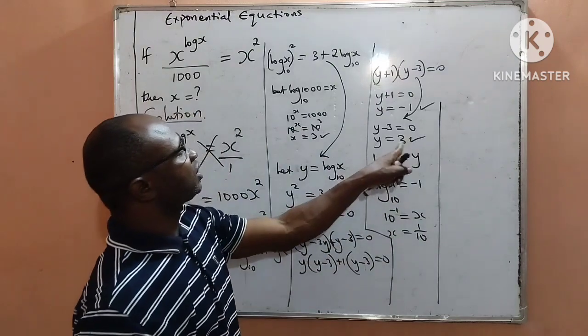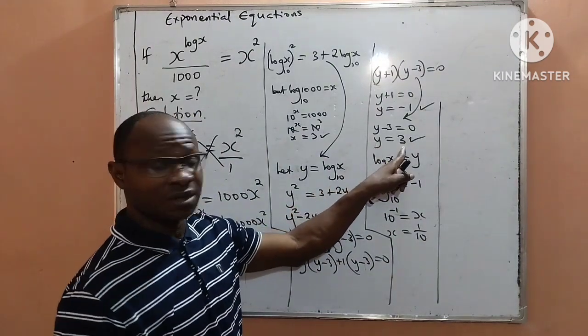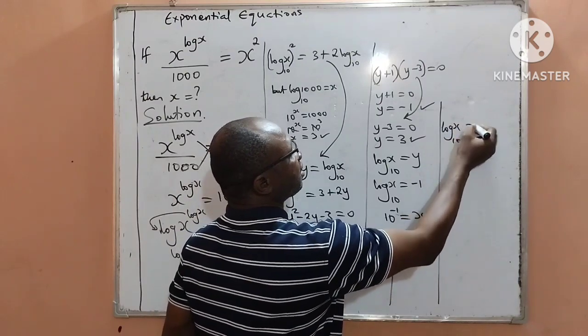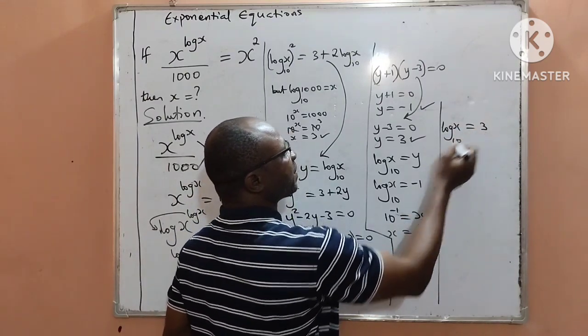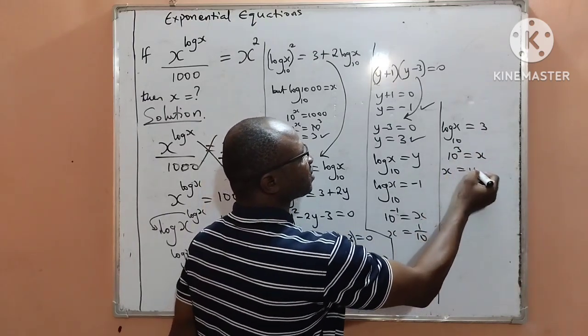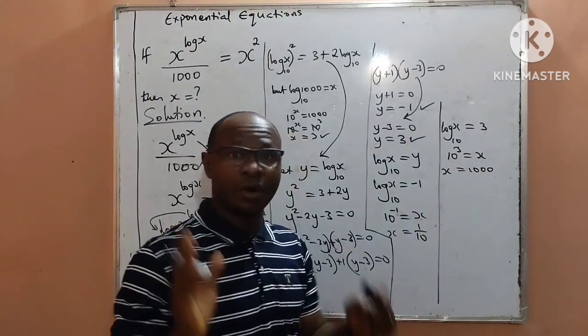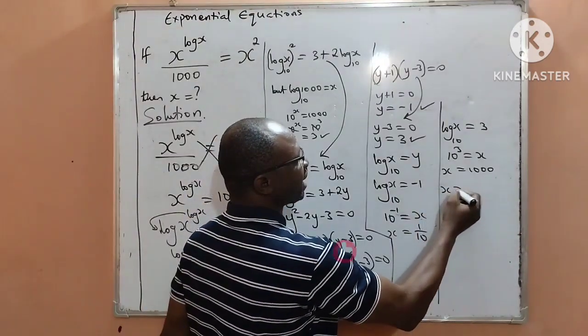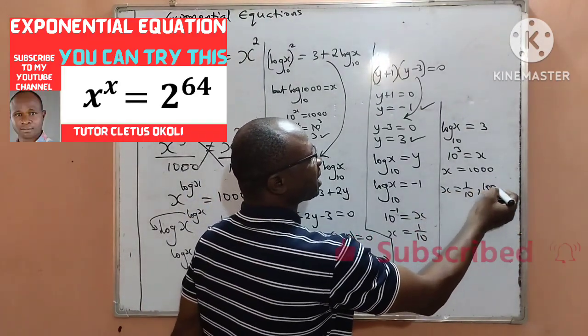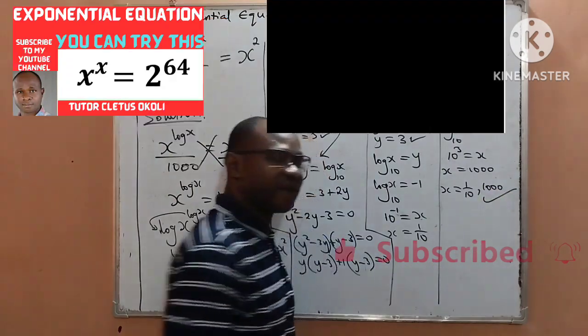Also, we got the second time that y is equal to 3, meaning that log x base 10 also is equal to 3. 10 raised to the power 3 is equal to x, implying that x is equal to 1000. In conclusion, the values of x are 1 over 10 and 1000. These are the values of x.